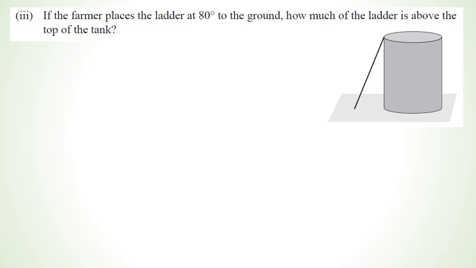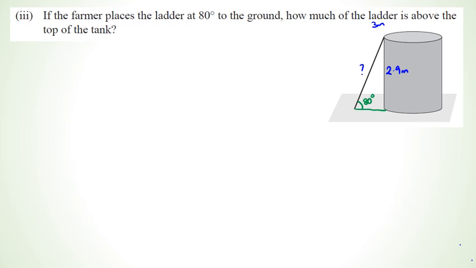All right, guys, so with this question, the farmer is actually placing the ladder at 80 degrees to the ground. So that means this angle here is 80 degrees. Now, how much of the ladder is above the top of the tank? So basically, we know that this is still going to be 2.9 meters. That's not going to change. Now, the length of the ladder was originally 3 meters. Okay, so what we are trying to figure out is what this distance here is going to be.